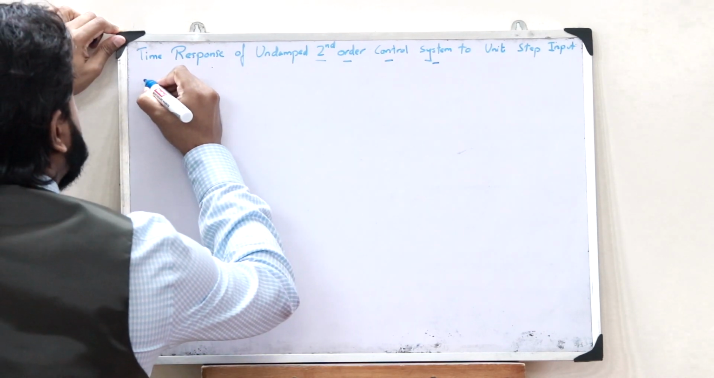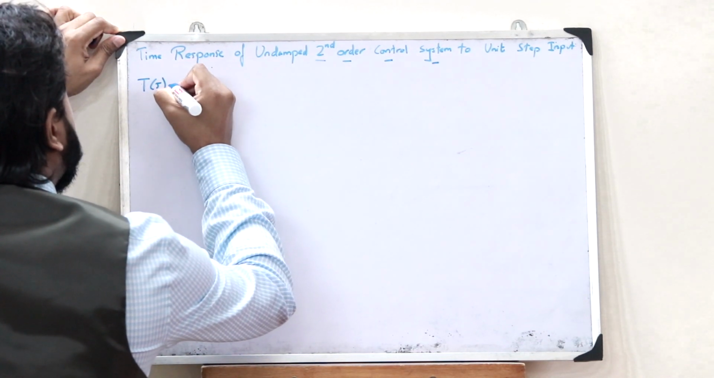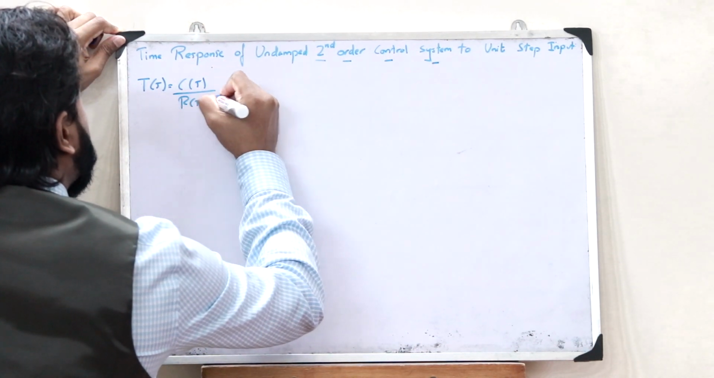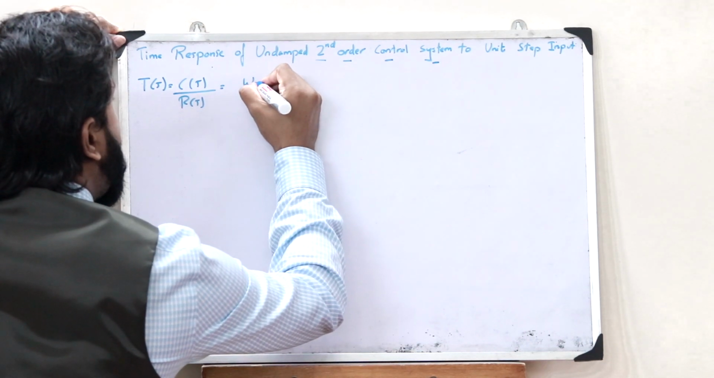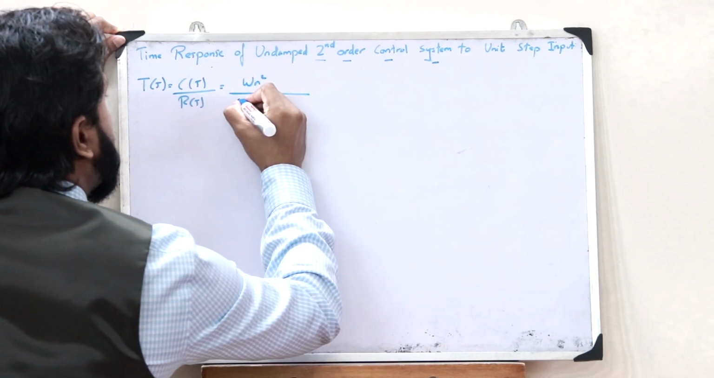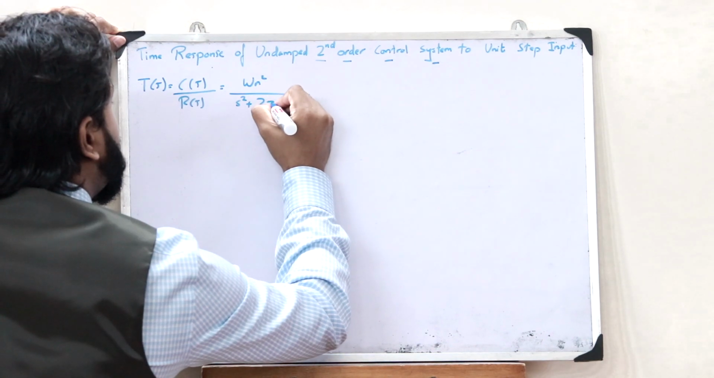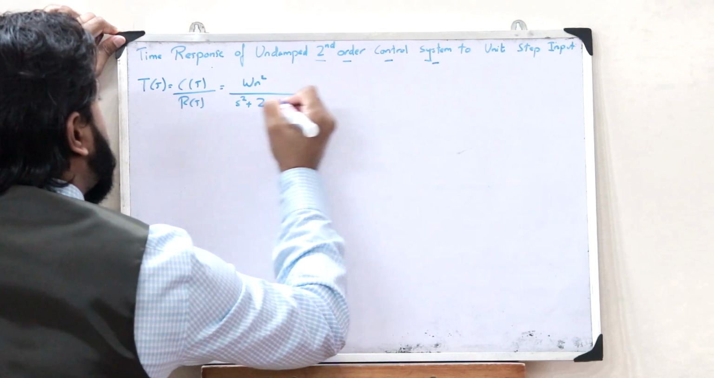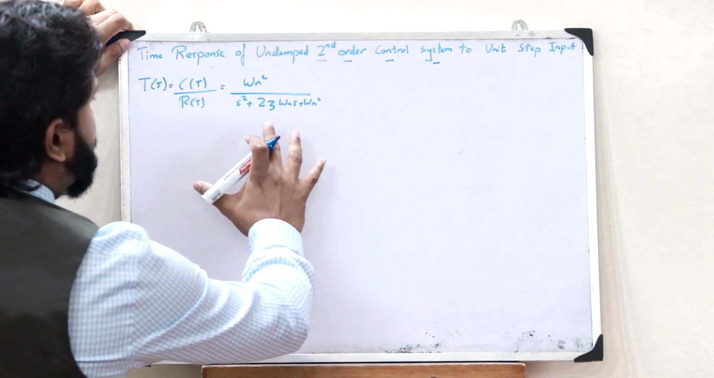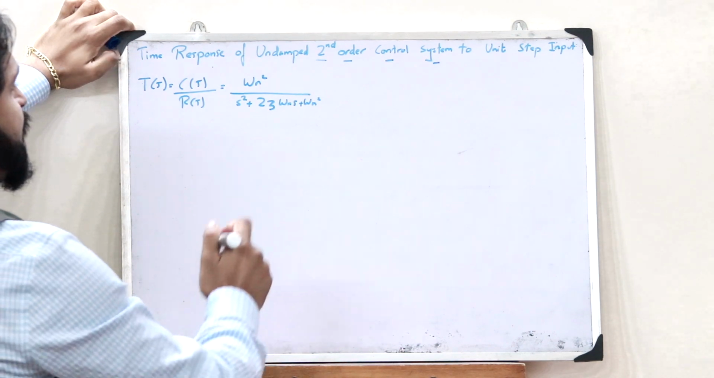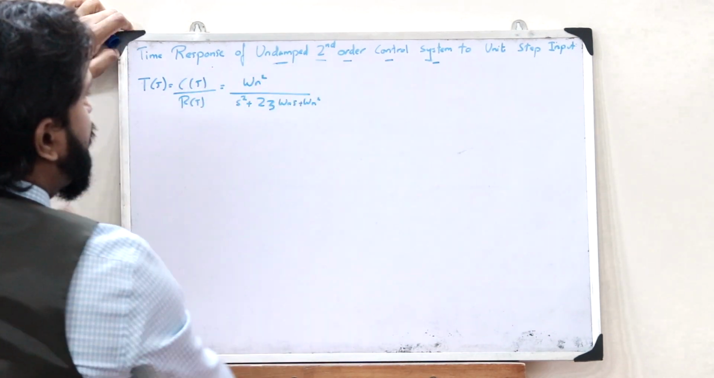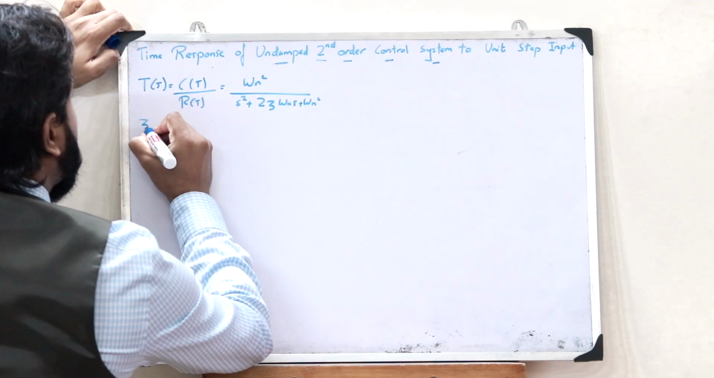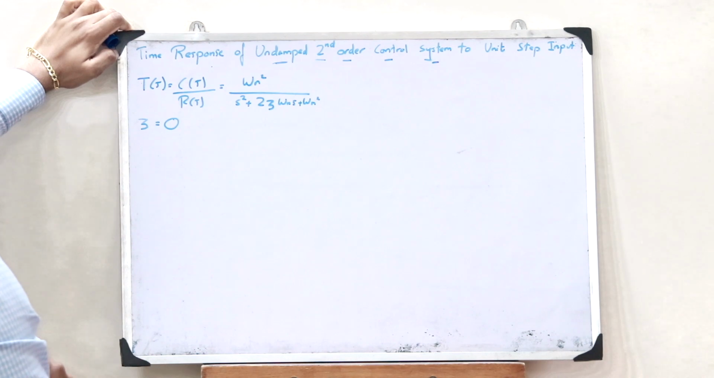the transfer function is given as T(S) = C(S)/R(S), which is equal to omega_n squared divided by S squared plus 2 zeta omega_n S plus omega_n squared. So here now, this particular second order control system is said to be an undamped control system if the value of zeta becomes 0. So here the value of zeta is equal to 0.